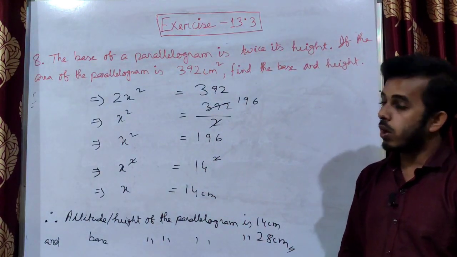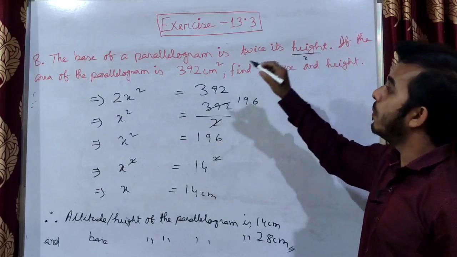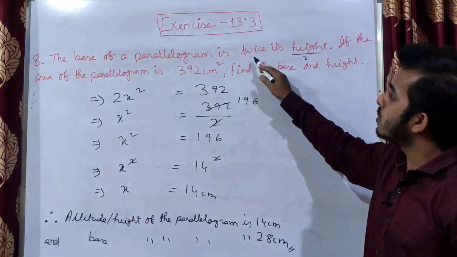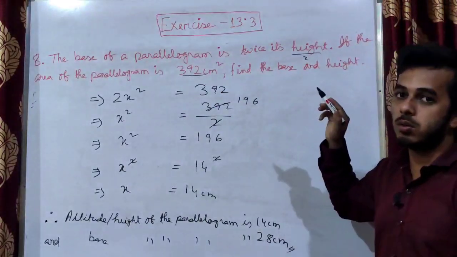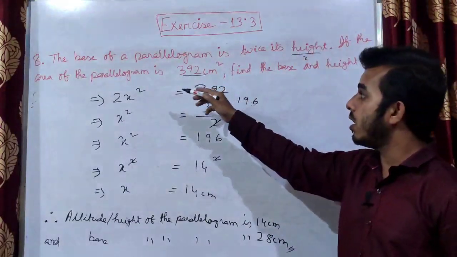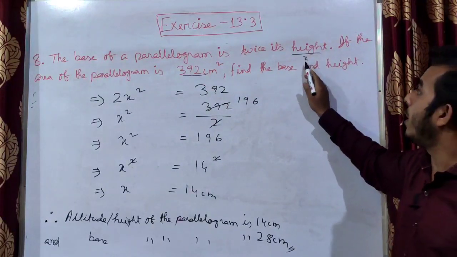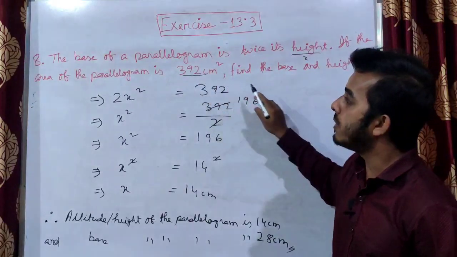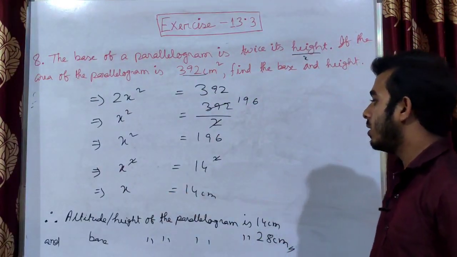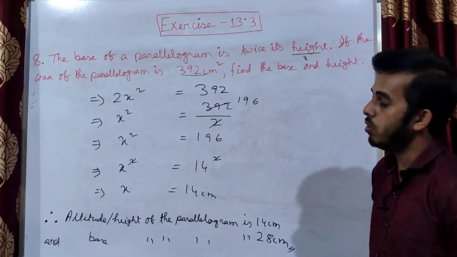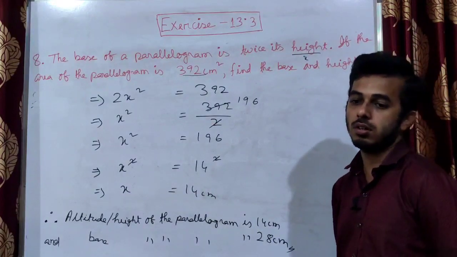In this question, what we have done, we have considered height as x and base, according to the question, twice x. We have area of the parallelogram 392. So we use base and height as we find the area of the parallelogram. So x into 2x equals 392. Then we have multiplied. The solution proceeds like this. Finish.